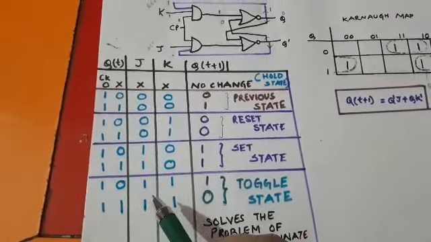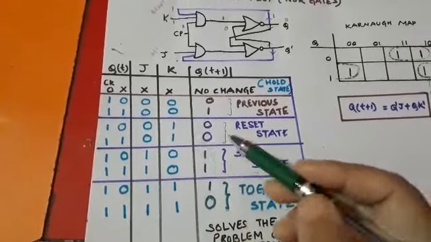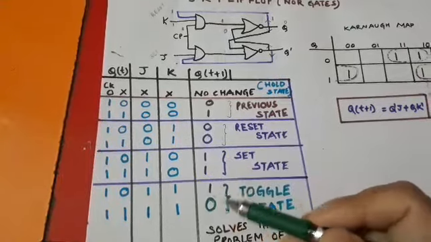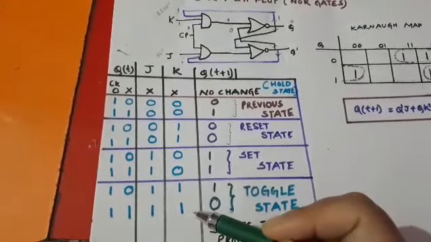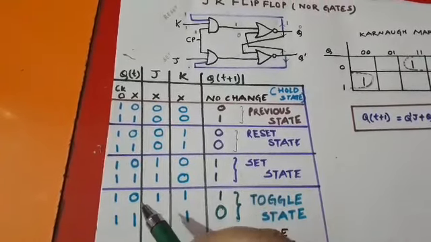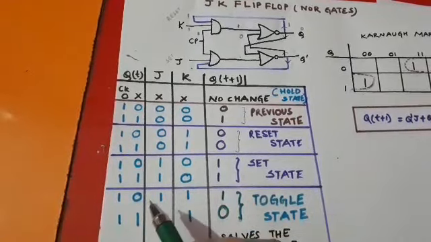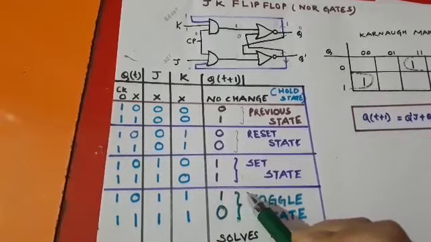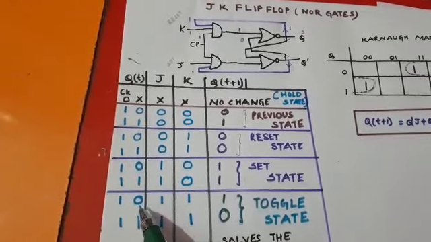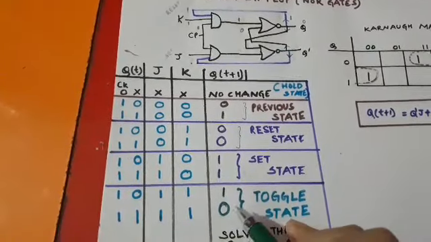So what pattern do we observe here? Just like we had seen some similarity in these boxes, here also for the combination 1 and 1 for J and K, the output Q(t+1) is the complement. This time it's not the same, it's the complement. That means Q new is the complement of Q old. If Q(t) is 0, I'm getting 1 here, and if Q previous is 1, Q new is 0.